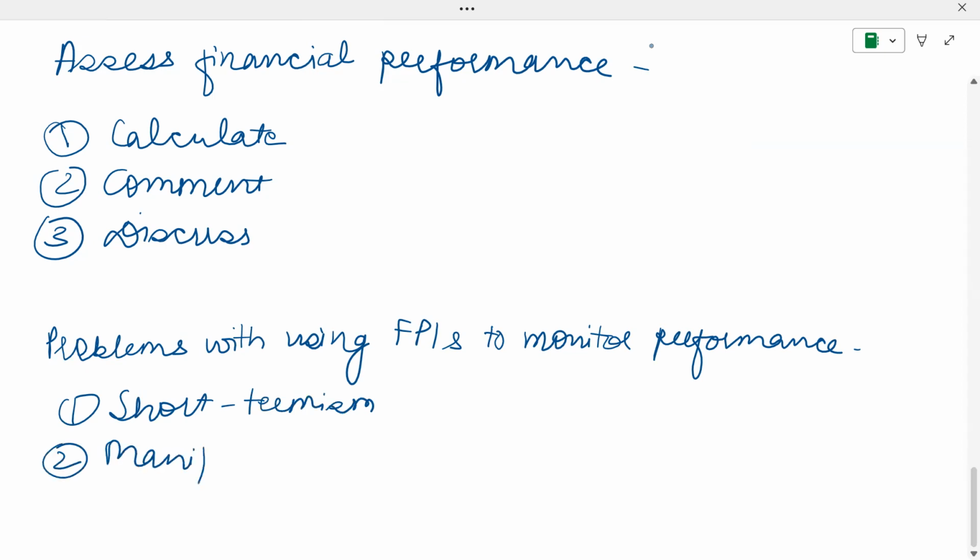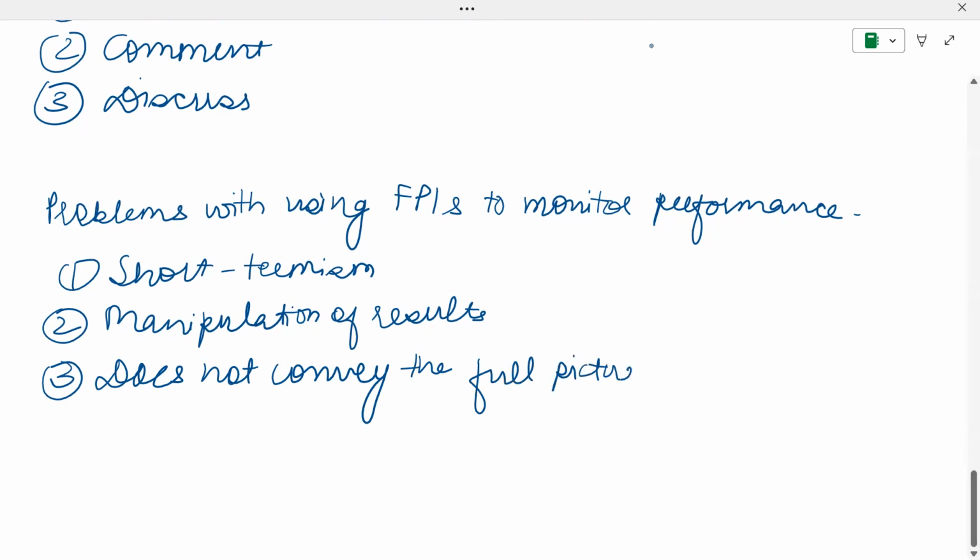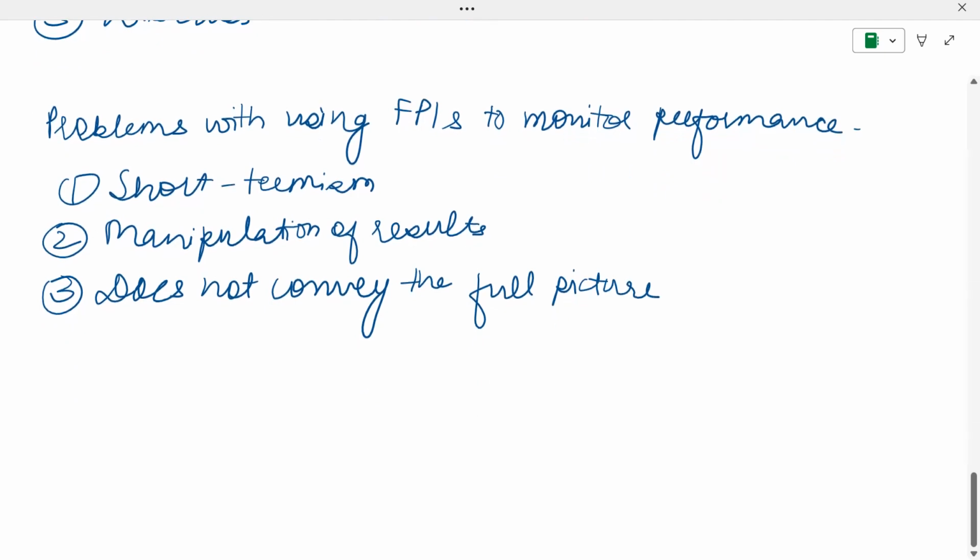Manipulation of results, definitely. A lot of these figures which we have used in the formulae are accounting figures, and these are very easily manipulated. So manipulation of results can be done, and it does not convey the full picture. So whatever your gross profit is, whatever your net profit is, it does not tell you how happy your employees are, how happy your customers are. So using financial performance indicators does not convey the full picture.